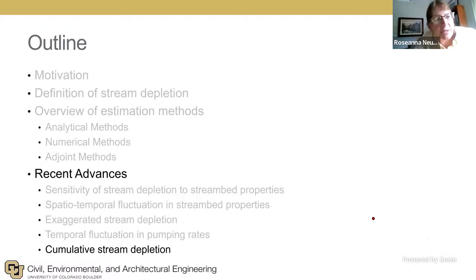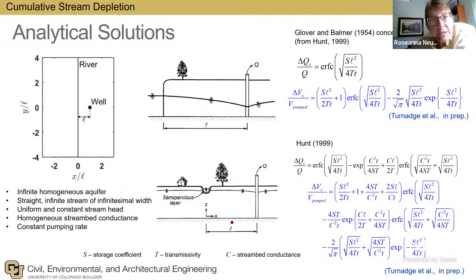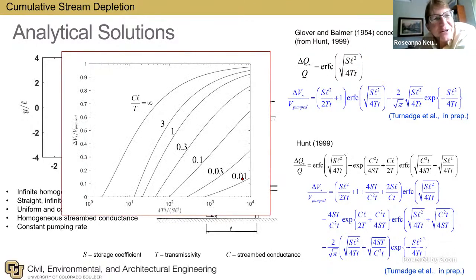And the last one I want to look at is cumulative stream depletion. So this is when we're looking at the cumulative volume of water that has crossed the streambed sediment from the river into the aquifer. And we're just integrating stream depletion over time to get a volume. And we did some analytical solutions, simply integrating the Glover-Balmer and the Hunt solutions. And this is our plot of the analytical solutions. It looks kind of the same as the plot I showed of the stream depletion by Hunt earlier.